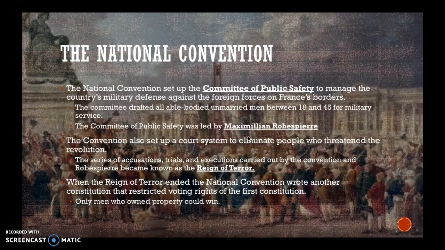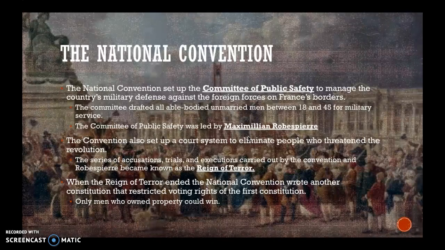The National Convention also set up the Committee of Public Safety that was trying to manage the defenses against the foreign forces on France's borders. The committee drafted all of the men to go to war. The Committee of Public Safety was led by Maximilien Robespierre. The convention also set up a court system trying to get rid of anybody who threatened the new French government.